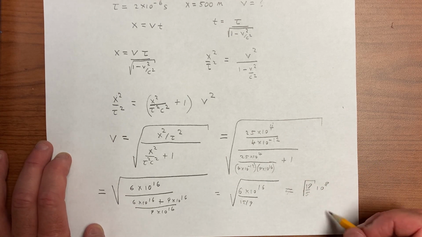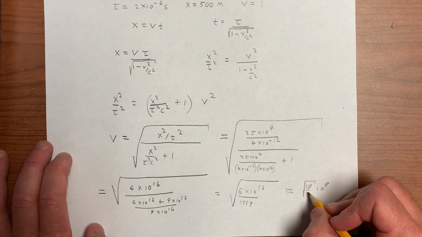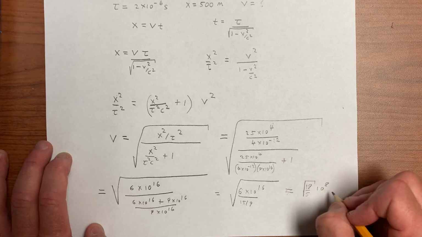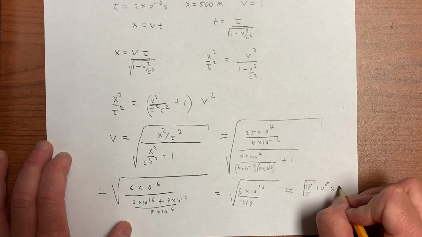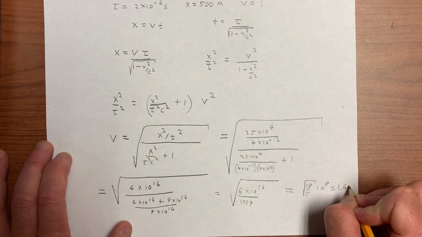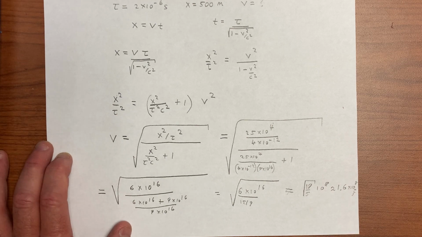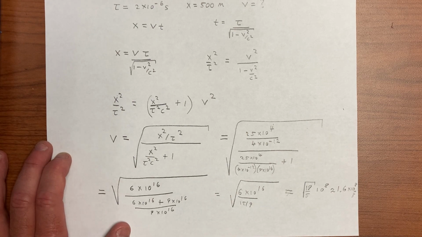The square root of 18 over 5, that's a little bit greater than 3, so square root of 3 is 1.7, so it's a little less than, I don't know, it's about 1.6, let's say, times 10 to the 8 meters per second. So it's more than half the speed of light if we did that correctly.